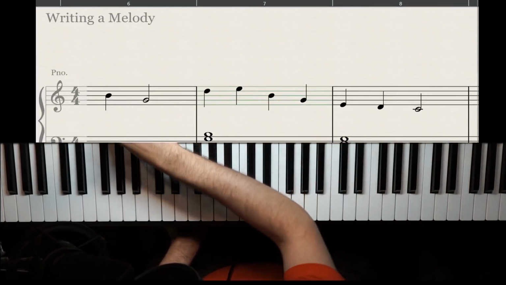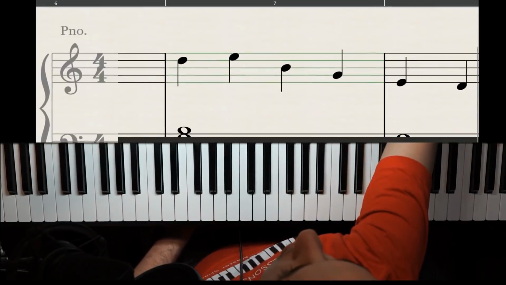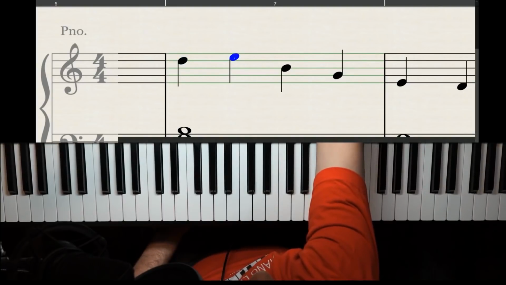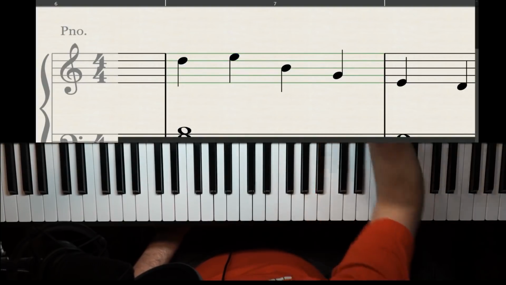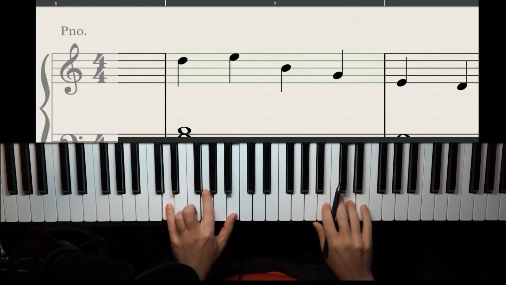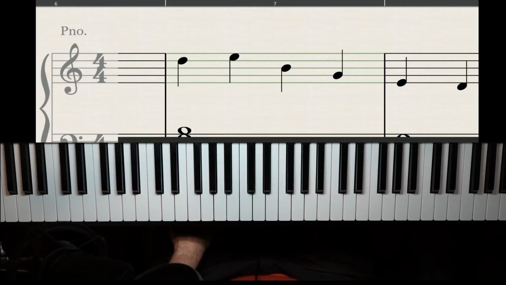Actually, I kind of took a risk here by doing a little bit of a leap from the D to the E, or the E to the B rather. And the E doesn't really belong in the chord. But it worked out. Say the note didn't work out. Say it sounded terrible.